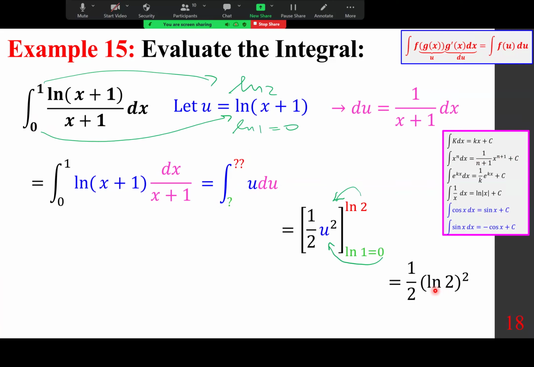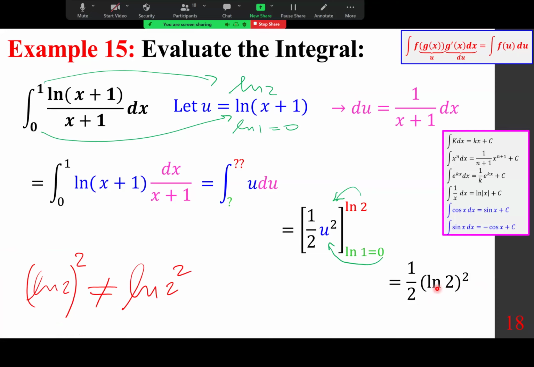Please understand this means ln 2 times ln 2. It doesn't mean ln of 2 squared. In other words, don't mix these two. ln 2 quantity squared is not the same as ln of 2 squared. Two different things.